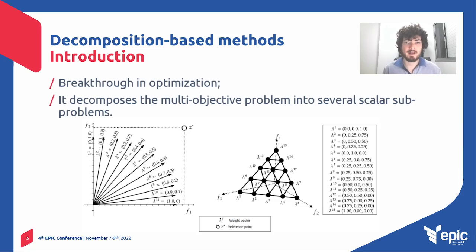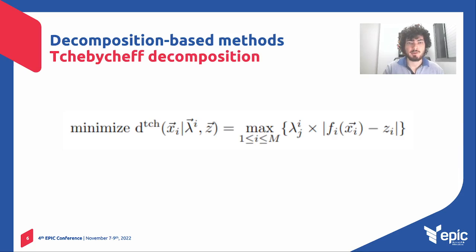There are the weight vectors distribution and also a reference point. This reference point, also called reference vector or ideal point, will guide the exploration of the search space independently of the number of objective functions. By using the weight vectors, the reference point, and a decomposition function, the decomposition-based methods work with several subproblems.